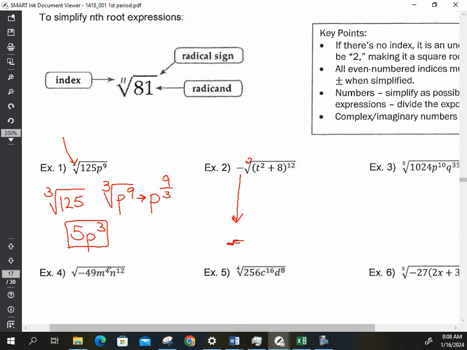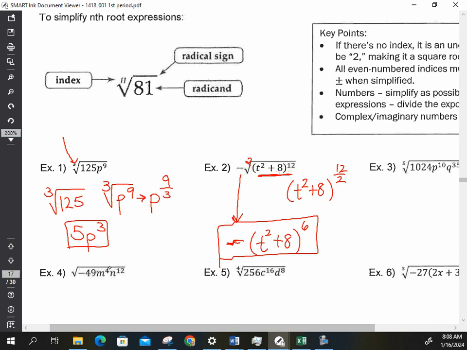It's understood there's a 2 outside, so it's a square root. Now, t squared plus 8 raised to the 12th power. Please do not write that 12 times and multiply it out. Just don't. Take the exponents and divide them out. So that's t squared plus 8, 12 divided by 2 power. So that's t squared plus 8 raised to the 6th power. And that's your answer. That's simplified. That's done. You do not need to multiply it out. Move on about the rest of your day.